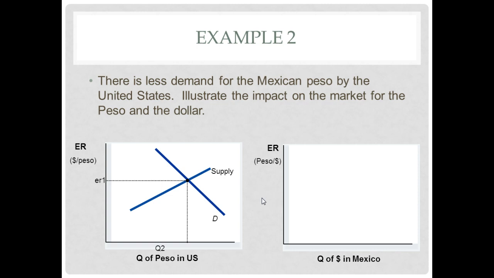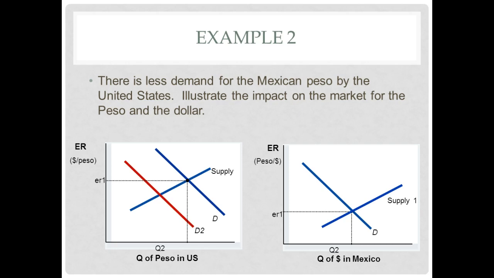And of course, the market for the dollar has a demand and a supply and an equilibrium exchange rate. All right, now back to the original question. We've so far got both of our markets drawn in, at least to start. Now it says there is less demand for the peso in the US. We don't necessarily know why yet, but for some reason there is. So we draw in a new demand curve, a decrease in demand.